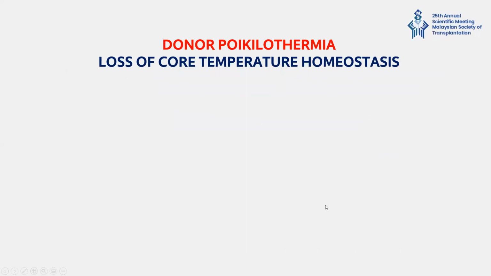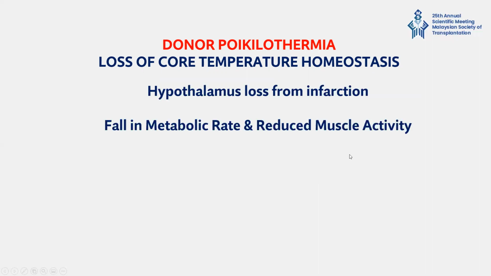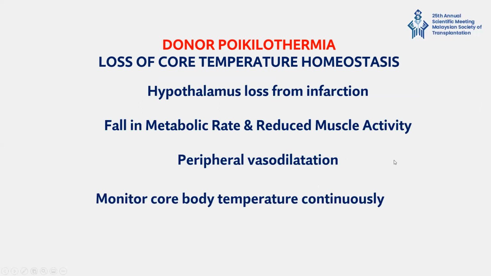So next is body temperature management. When the patient becomes brain dead, the patient will have what is termed donor poikilothermia, which is the loss of core temperature homeostasis. Hypothalamus loss from infarction will cause a fall in the metabolic rate and reduce muscle activity. And peripheral vasodilatation also can occur at the same time. And so you need to monitor core body temperature continuously.